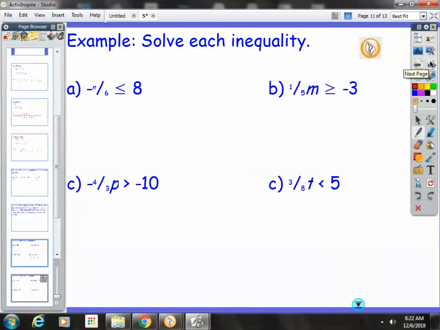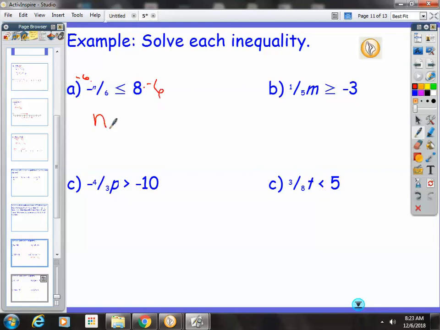Letter A says the opposite of n divided by 6 is less than or equal to 8. Does anybody have an idea how you might solve that letter A? Good. Multiply by negative 6. Remember this negative, we can move it to the denominator if we need to, right? And I would definitely do what everybody else suggested. Multiply by negative 6. So that leaves me with n.